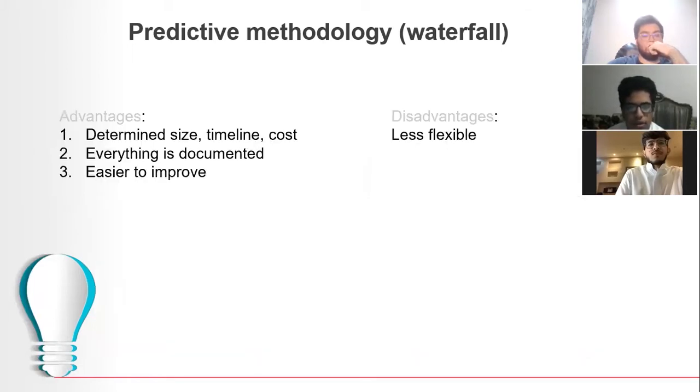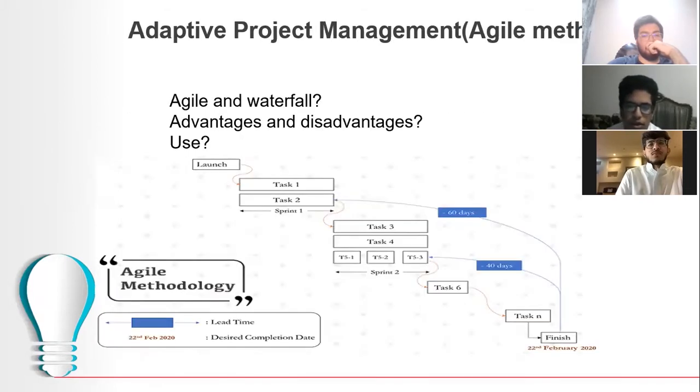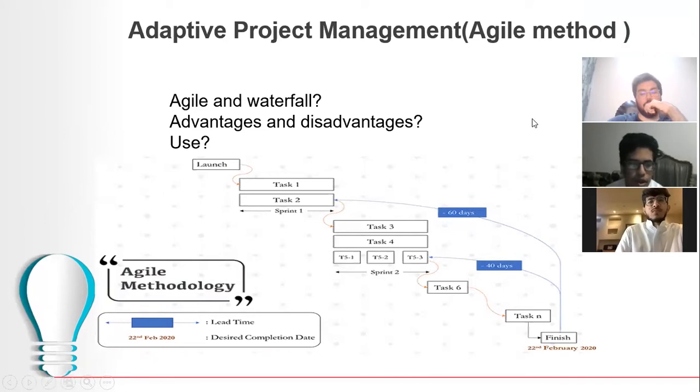We have talked about the advantages and disadvantages. Next, the Agile method, also known as adaptive project management, focuses on adapting quickly to changing scope and project reality.